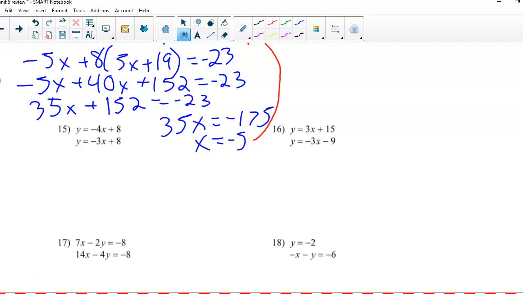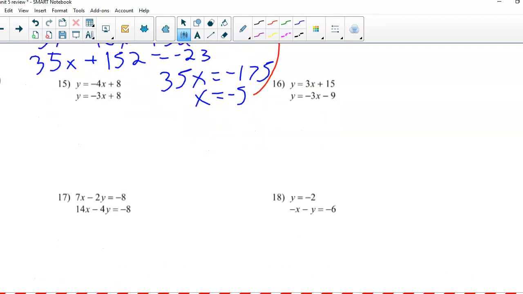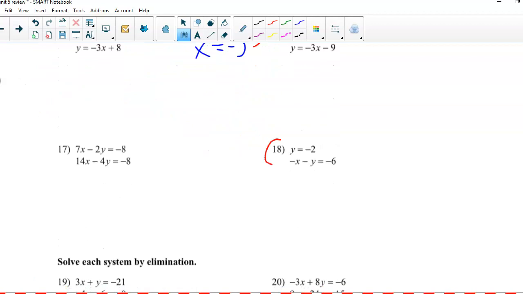18. We're going to do 18 and then do some elimination ones. For 18, notice that you don't really have something in slope-intercept form. You're given a number. That means substitute that number in. So anytime you're given a number instead of an equation, you will be solving less.